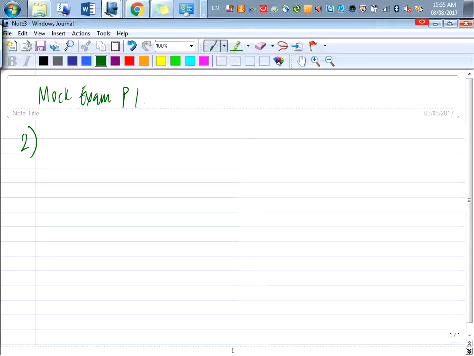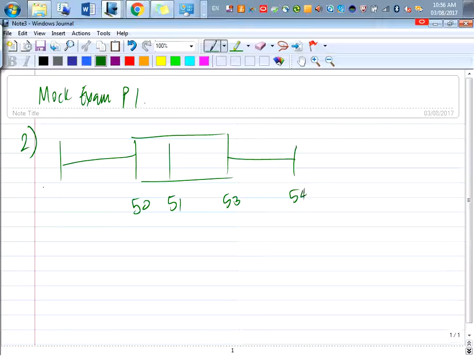Okay, question 2. We have a box and whisker diagram. Find the percentage of match boxes that contain less than 50 matches. Now, your box and whisker diagrams give you information. This is 50, 51, 53, and 54. And over here, 47. Can you tell me what these numbers represent? What is this 47? Yeah, the lowest, the smallest. What about this one? Highest.